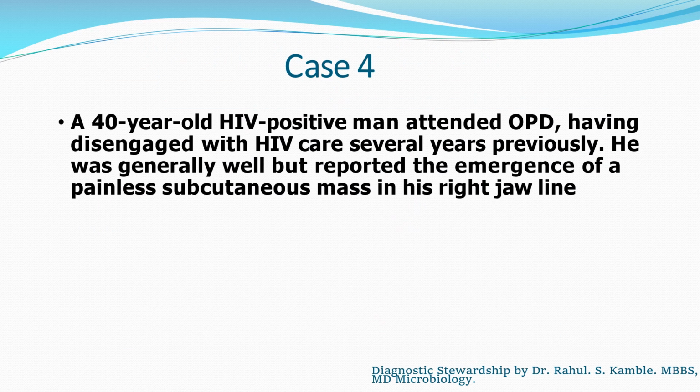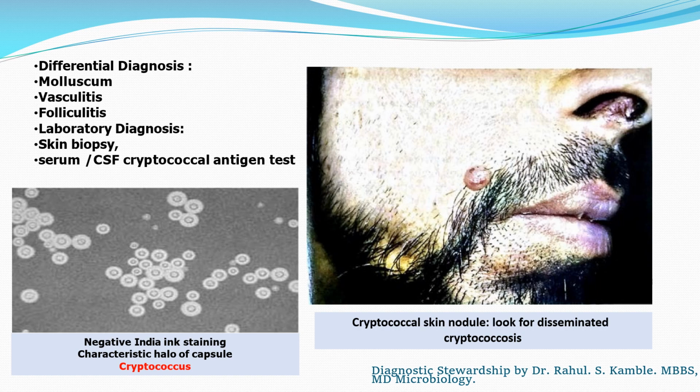A 40-year-old HIV positive man attended OPD, having disengaged with HIV care several years previously. He was generally well but reported an emergence of a painless mass in the right. Differential diagnosis of this case includes molluscum, vasculitis, folliculitis, and lab diagnosis performed was skin biopsy and serum or CSF cryptococcal antigen testing.